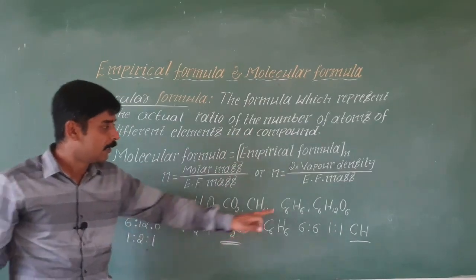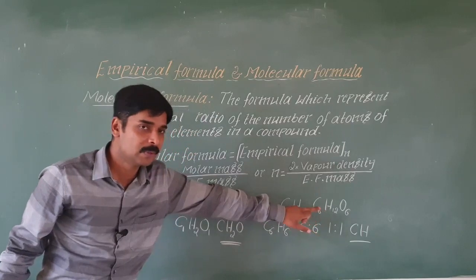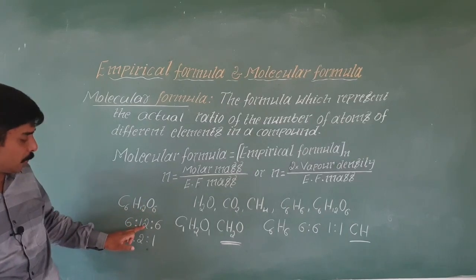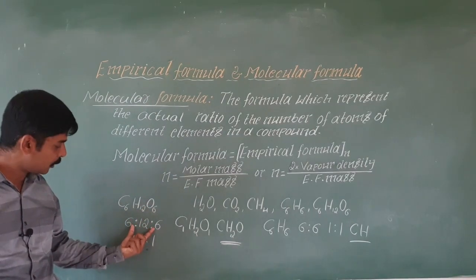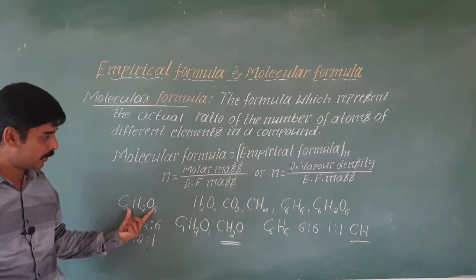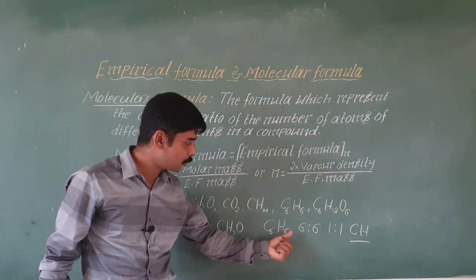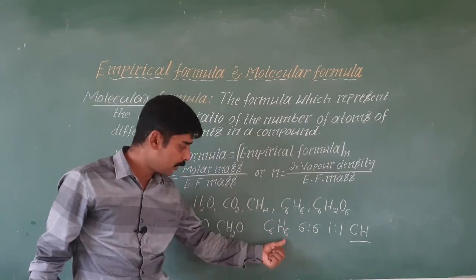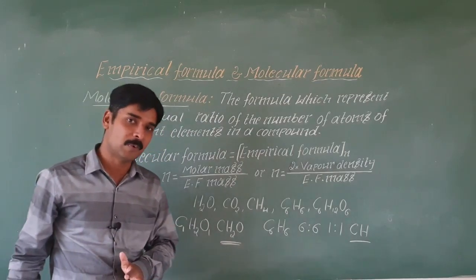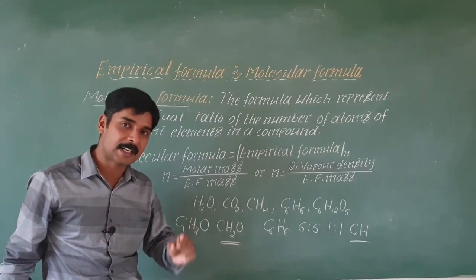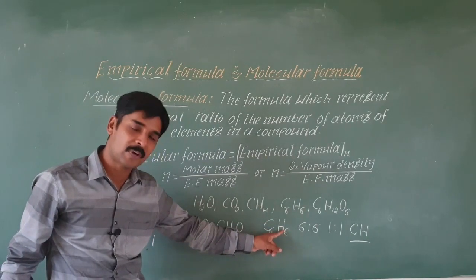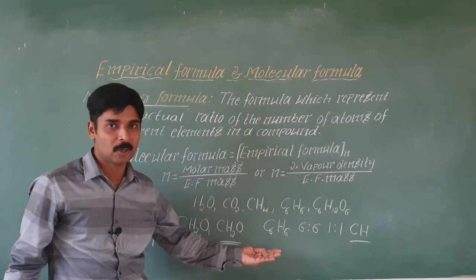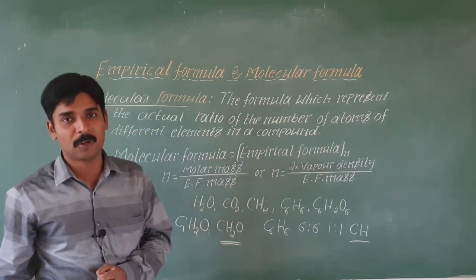For example, if you take glucose, the actual ratio of the number of atoms of carbon, hydrogen and oxygen is 6:12:6. So this is the actual ratio. Therefore, the molecular formula is C6H12O6. Similarly, in case of benzene, the actual ratio is 6:6. Therefore, the molecular formula of benzene is C6H6. So the molecular formula is the true formula of the compound. It gives you an exact idea about which types of atoms are present in the compound and how many atoms are present.